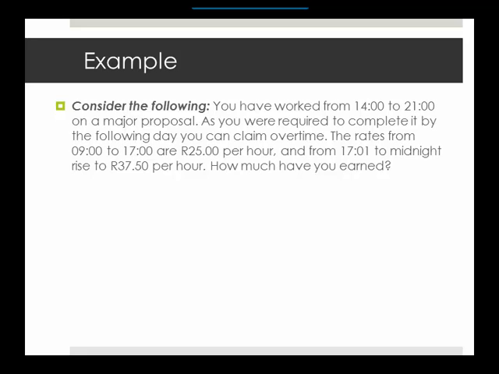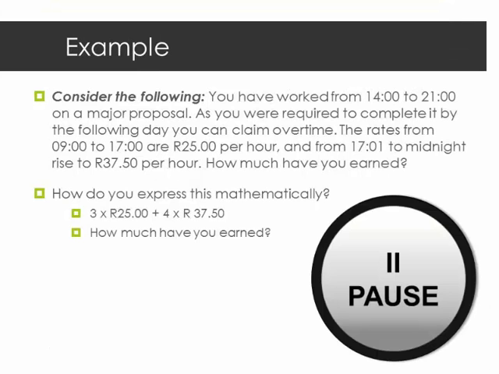Before you attempt to answer how much you've earned, how would you express this mathematically? 3 times 25 Rand plus 4 times 37 Rand 50. Now that you have the mathematical formula, you can answer the question of how much you've earned. Please pause the video and attempt to answer this.